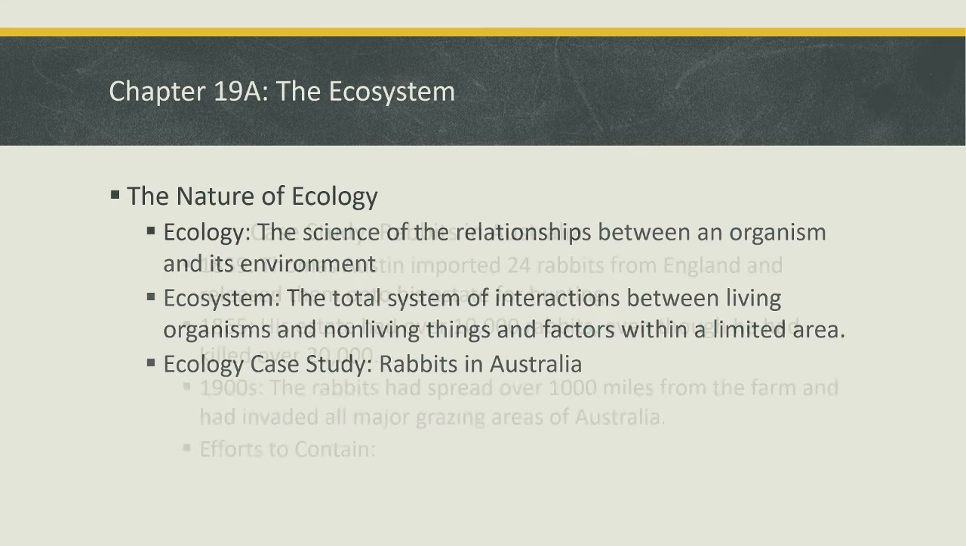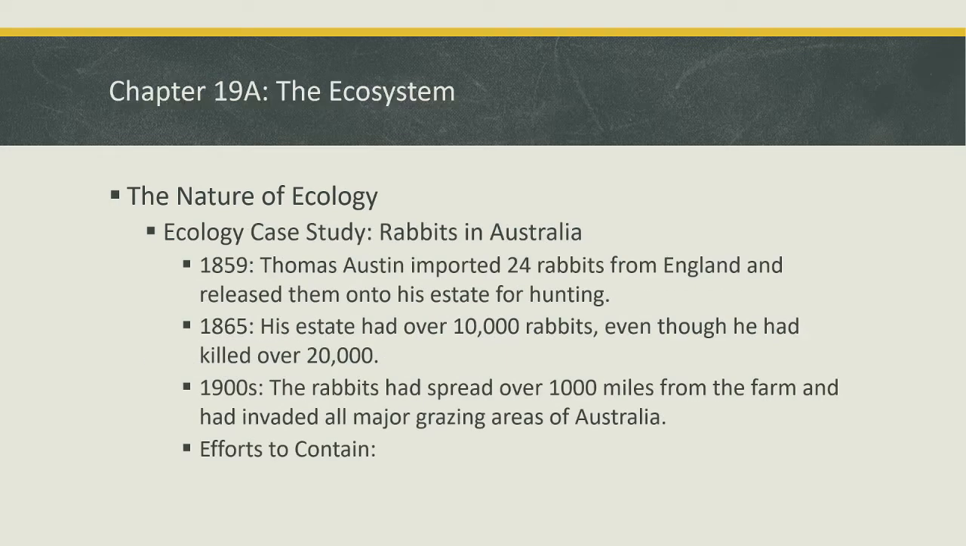Okay, so a good example of why ecology can be important. Rabbits in Australia. So here's what happened. In 1859, a guy named Thomas Austin imported 24 rabbits from England and released them onto his estate for hunting. He really liked rabbit hunting. He's like, there are no rabbits that are indigenous to Australia. I just want to do some rabbit hunting on my property. So he imported 24 rabbits.